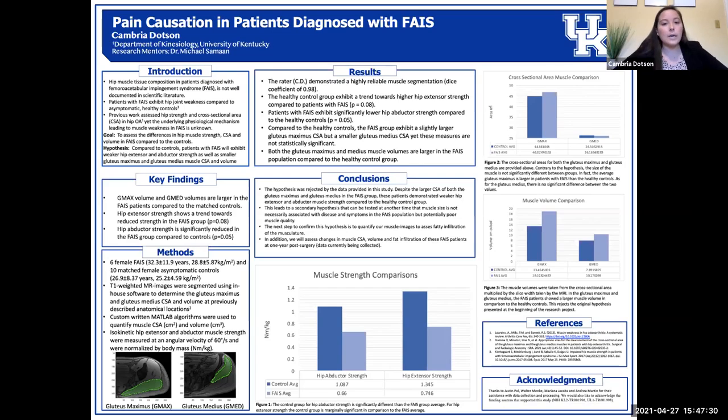And so our next hypothesis is that despite them having a larger muscle size and weaker strength, we think that the weaker strength is due to a poor muscle quality. So that's where we're going to go with the project from here.